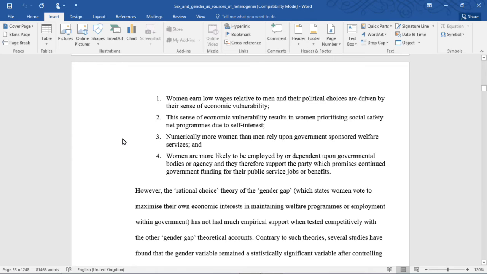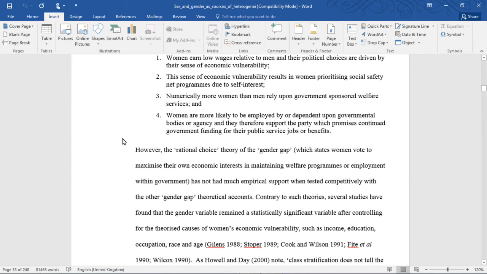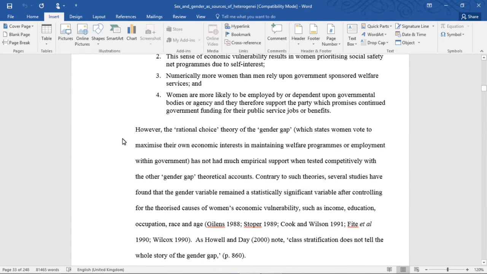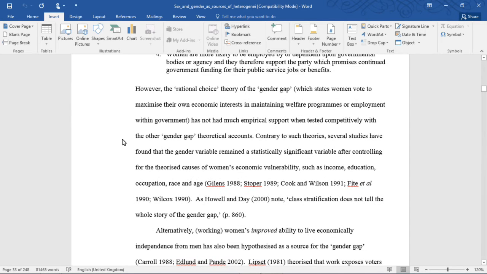1. Women earn low wages relative to men, and their political choices are driven by their sense of economic vulnerability. 2. This sense of economic vulnerability results in women prioritizing social safety net programs due to self-interest. 3. Numerically, more women than men rely upon government-sponsored welfare services. And 4. Women are more likely to be employed by or dependent upon governmental bodies or agencies, and they therefore support the party which promises continued government funding for their public service jobs or benefits.